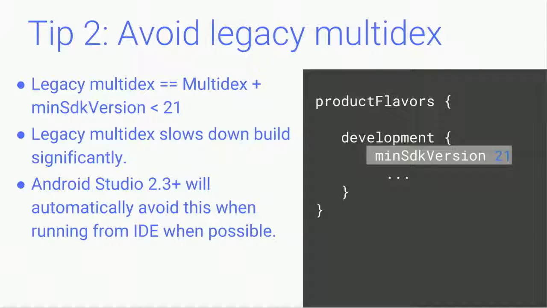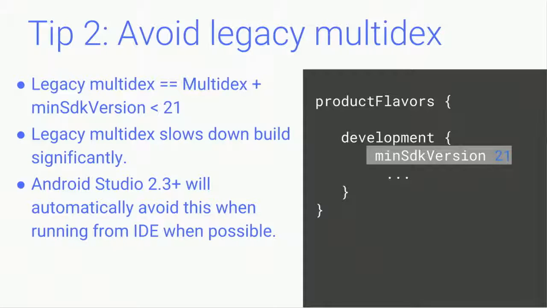Now, if you usually start your build in Android Studio by hitting the Run button, this doesn't really apply to you, because newer versions of Android Studio will automatically detect the API level of your connected device or emulator image and switch to native multi-dexes if applicable.